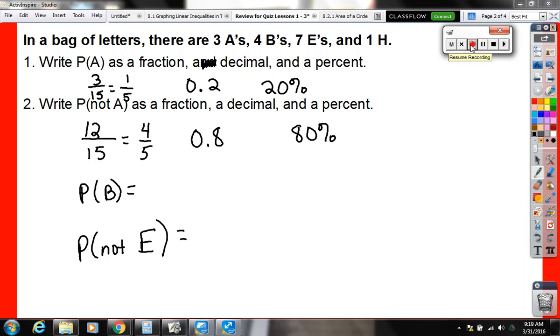Avery, what is the probability of B as a fraction? 4 out of 15. Good, 4 out of 15. Does that reduce? Does it reduce, Avery? Does it reduce? No, it does not reduce.